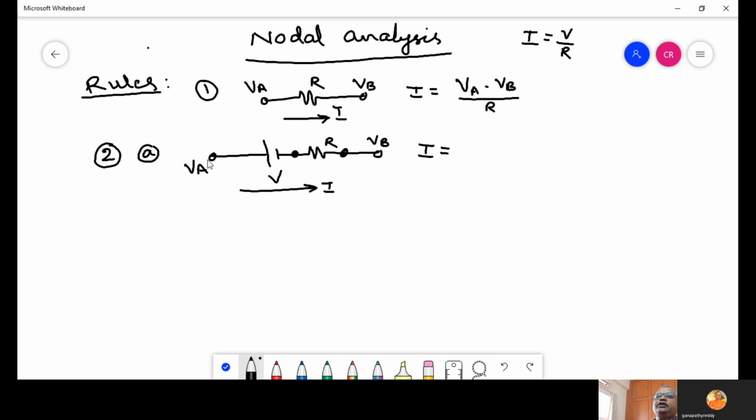What is the meaning of VA? Voltage at the node A. Voltage here with respect to ground. So ground is hidden. Ground is a minus. This is plus.